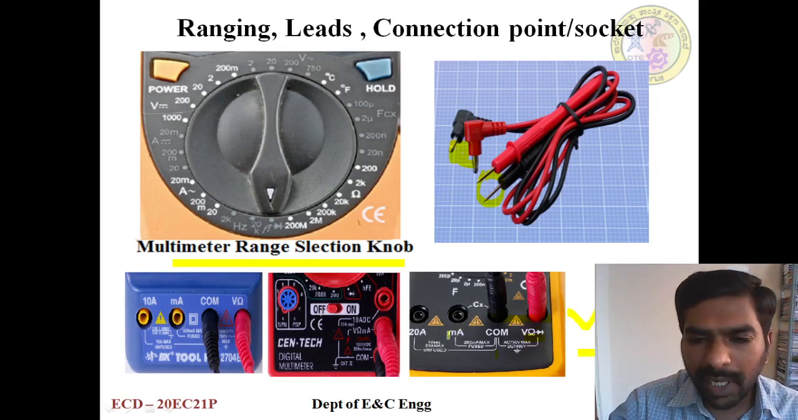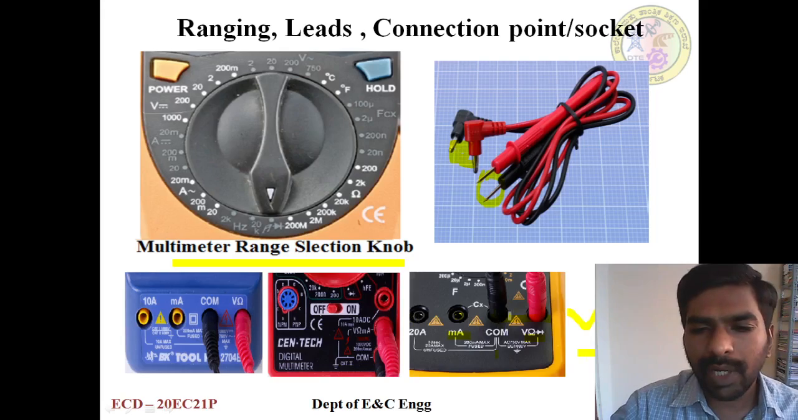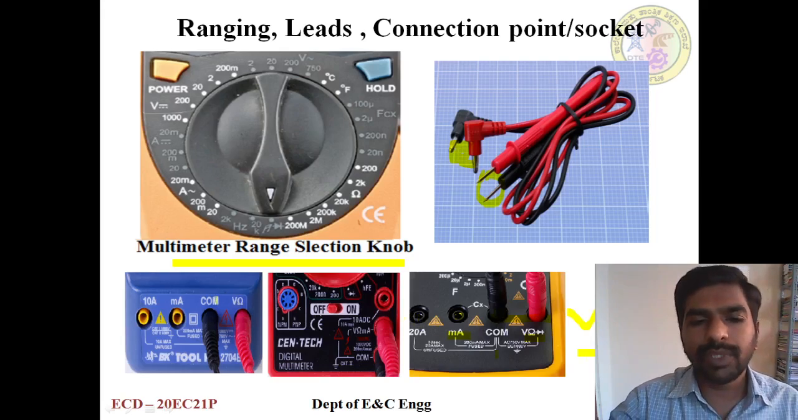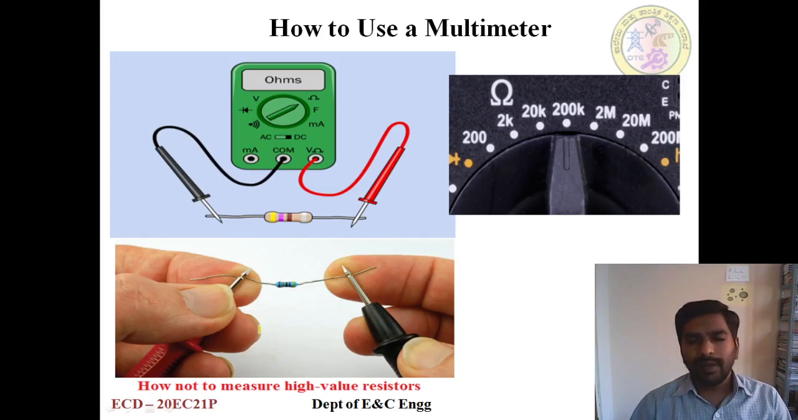If you want to measure current in milliamps, we have to connect positive to here, and this is common. And if it is a larger current, we have to connect the positive here and common. See, like this we can use different socket points for different value measurements available in the multimeter. And using the multimeter in the lab, we are going to measure the resistance value.